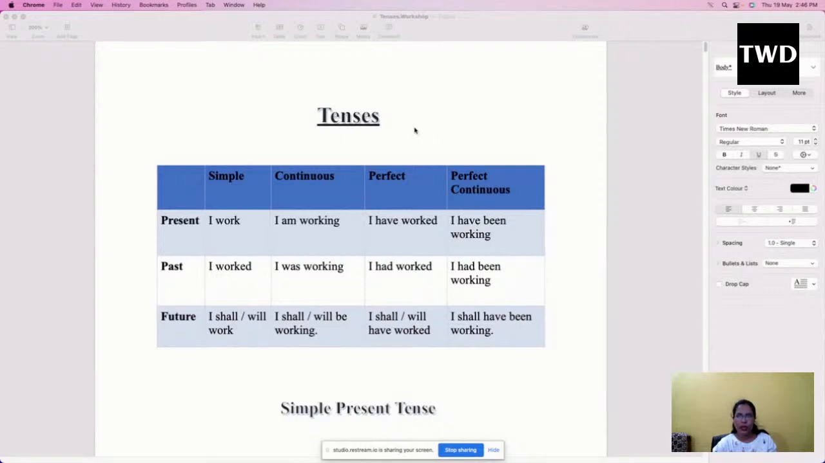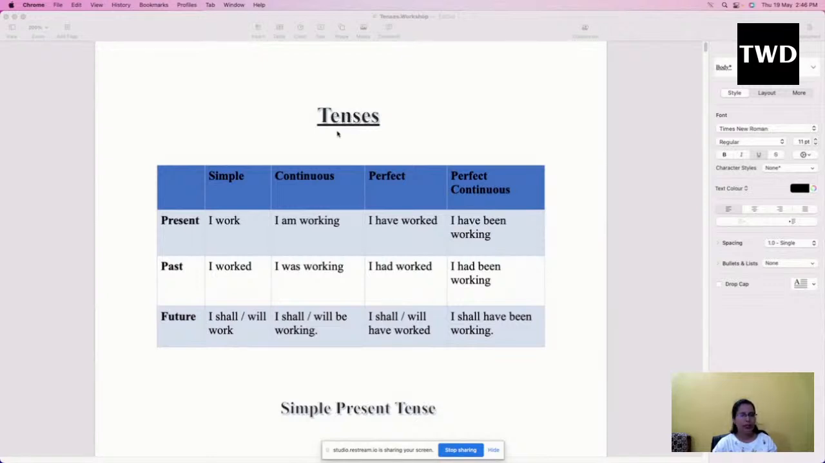And the things which we are doing now are known as present actions. And then the actions which we are going to do later are known as future actions. So converting all these actions into tenses, we can say that basically we have three types of tenses, that is present, past and future.